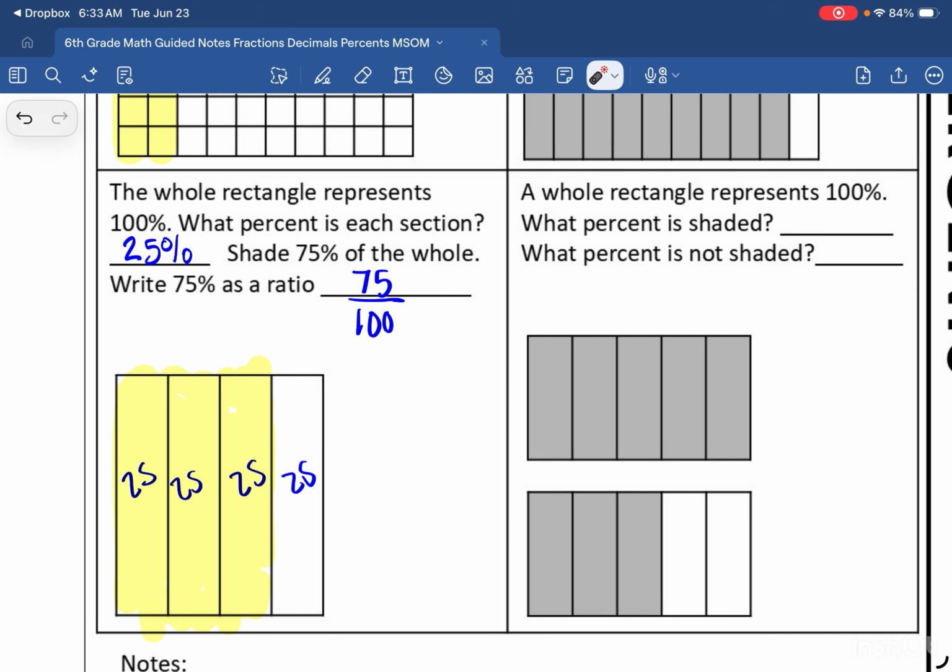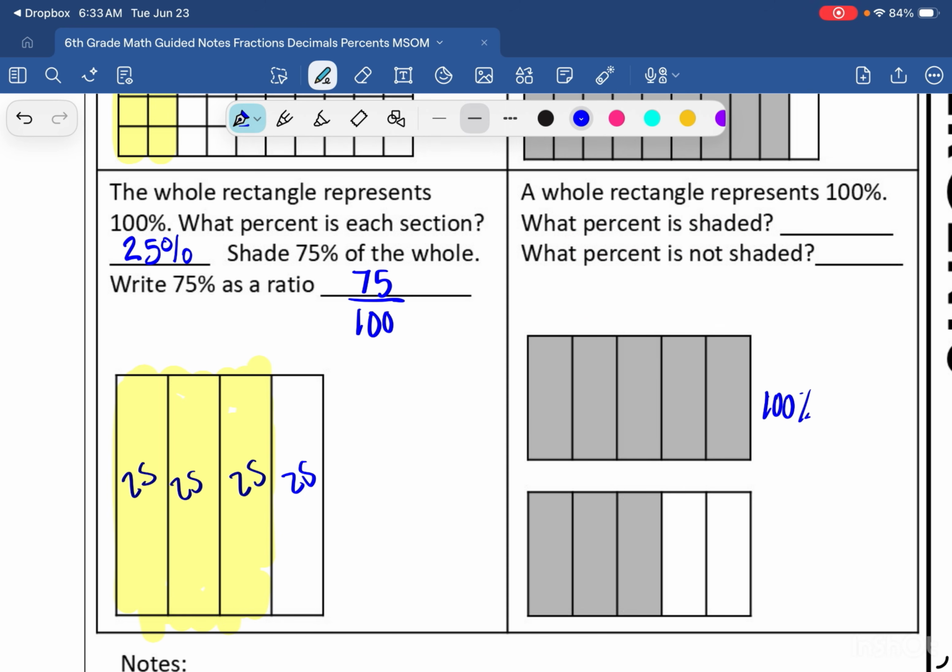A whole rectangle represents 100%. What percent is shaded? So I have 100% here, and on the bottom each section is 20% because there's 5. So 20, 40, 60, 80, 100. So that must mean 60% on the bottom is shaded. So together that would be 160%. And I have two 20% sections that are not shaded, so that would be 40%.